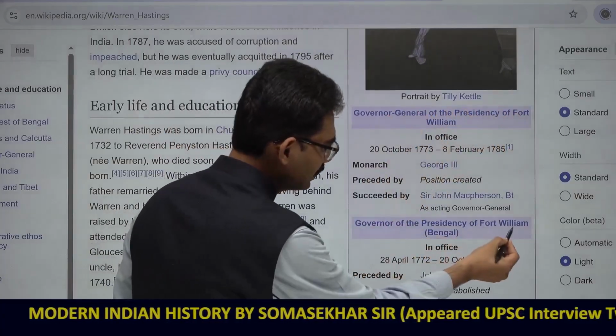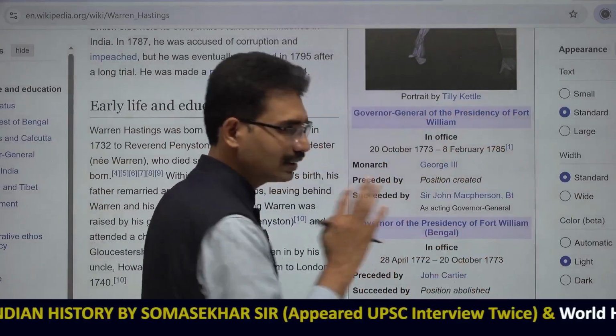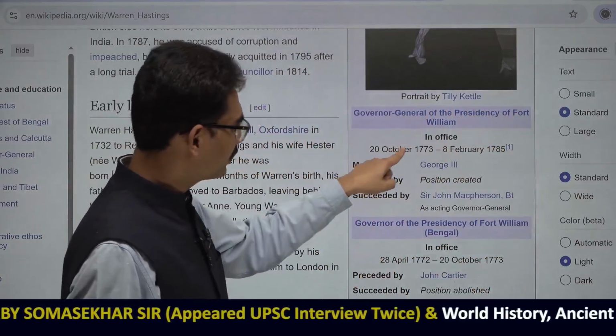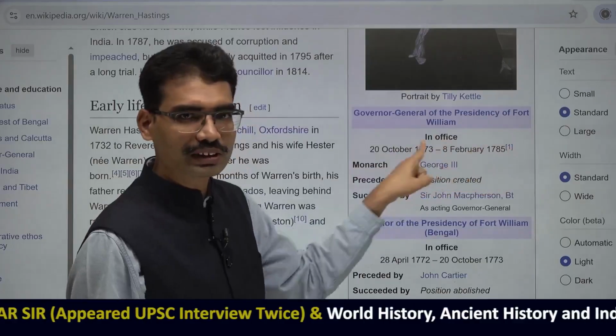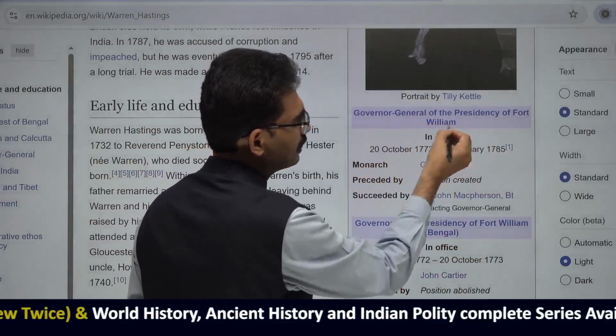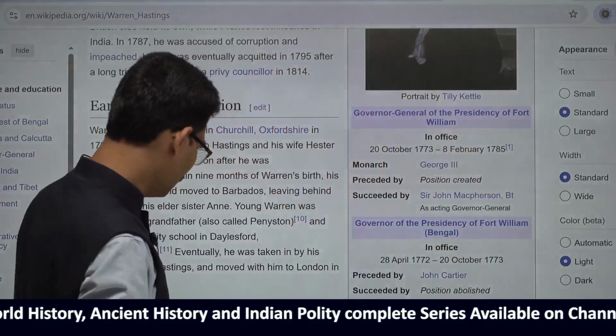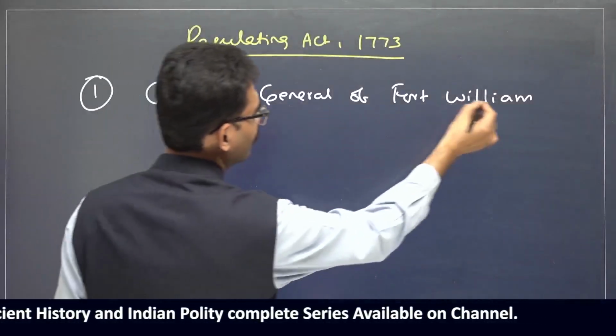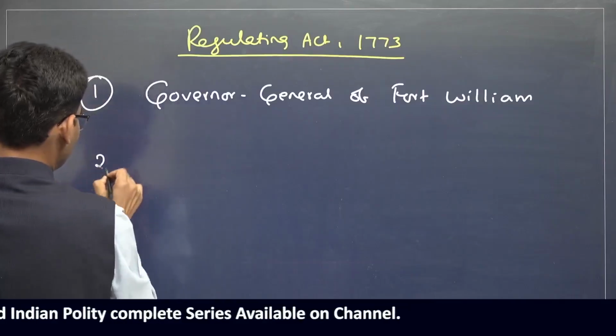Governor of Presidency of Fort William, 72 to 73. But after the Regulating Act, from 73 to 85, he became Governor General of Presidency of Fort William. Clear? That's what Governor General of Fort William. Second one.